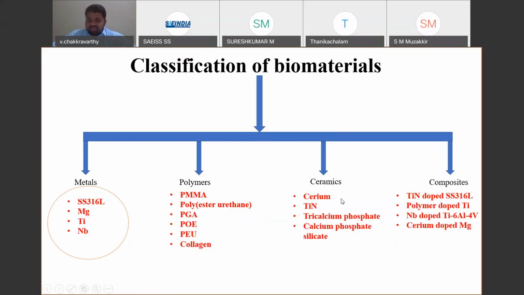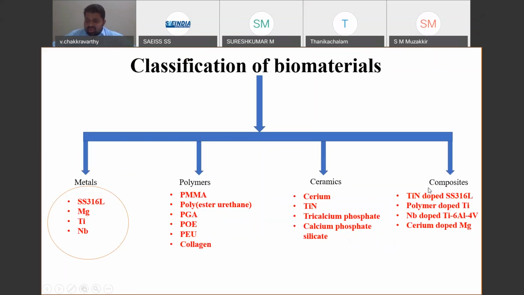Then ceramic materials like cerium. Cerium is one of the well-known ceramics which is highly biocompatible, and it also has antibacterial ability. Titanium nitride is one of the most spectacular materials which has been used in a wide range of applications, especially in prosthetics. It has been added with pure stainless steel, pure magnesium, and pure titanium. It has been added with n number of materials to form a material more corrosion resistant and also wear resistant.